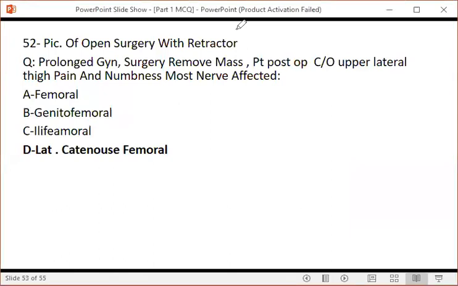Okay, here they mention a picture of open surgery with a retractor, guys. It's an open surgery, and they say a prolonged gynecological surgery to remove a mass. The patient post-op complains of upper, focus here, upper lateral thigh pain and numbness. Upper lateral. Most affected nerve, which one of these? It is the lateral femoral cutaneous.